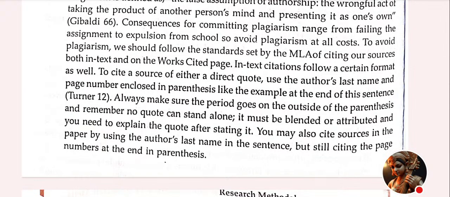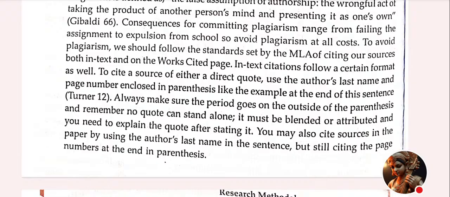To avoid plagiarism, we should follow the standards set by the MLA of citing our sources both in text and on the works cited page. In-text citations follow a certain format as well. To cite a source of a direct quote, use the author's last name and page number enclosed in parentheses, like the example at the end of this sentence. (Turner 12). Always make sure the period goes on the outside of the parentheses.